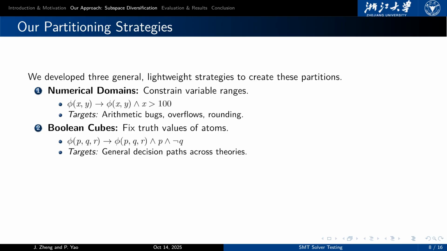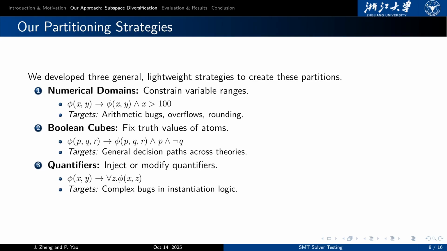Second, we use Boolean cubes. This is inspired by cube and conquer SAT solving. A cube is a conjunction of literals. For a formula phi(P,Q,R), we can assert something like P and not Q. This forces the solver down a specific path, and it is a general strategy that works for all logical theories, because it operates on the level of atomic formulas. It can be applied to theories like strings or arrays just as easily as to propositional logic.